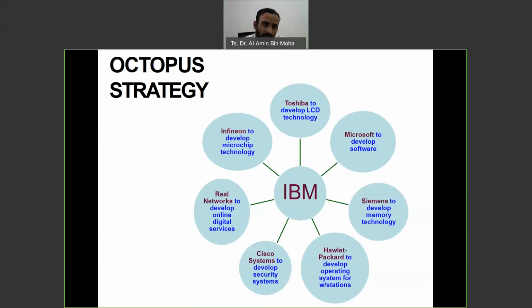So let's say this is the example of an IBM product. IBM outsources, or identifies, who is going to do what for their product. So they identify Toshiba to develop LCD technology.